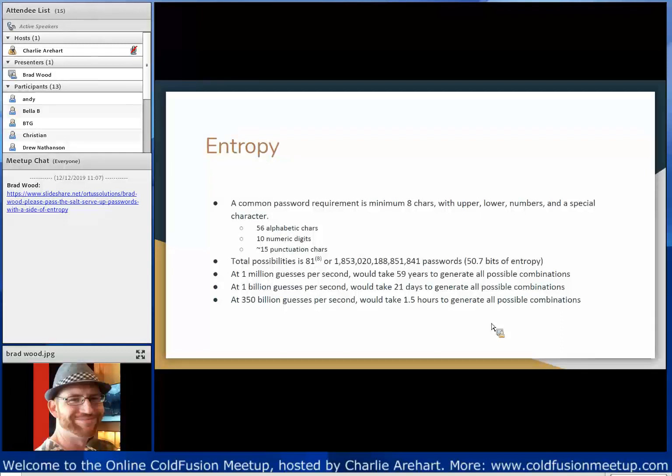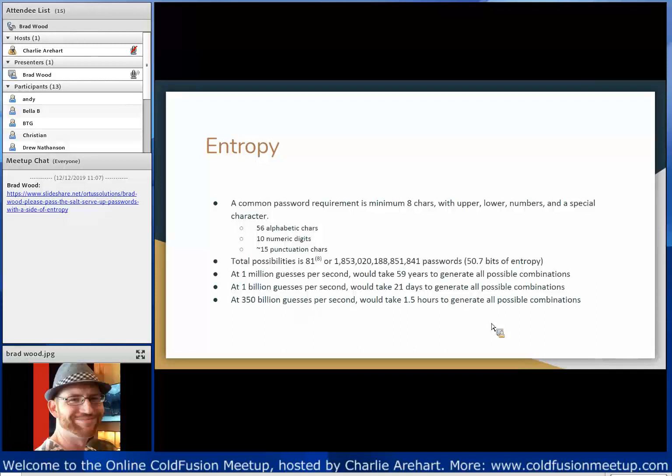So that sounds pretty good, right? I mean, I think my banking website right now probably has these exact requirements: 8 characters, upper, lower, numbers, special characters, 1.8 quadrillion passwords. How could they possibly hack this, right? So if you could do 1 million guesses per second, it would take you 59 years to generate all the possible combinations to create a lookup table for this. If you could do maybe 1 billion guesses per second, pretty optimistic, right? You could crack that in 21 days, generating all the possible combinations. Imagine some future dystopian world, right, where you could do like 350 billion guesses per second, right?